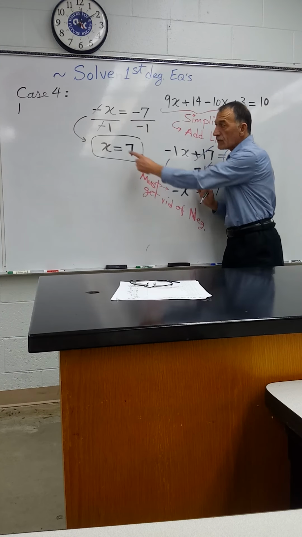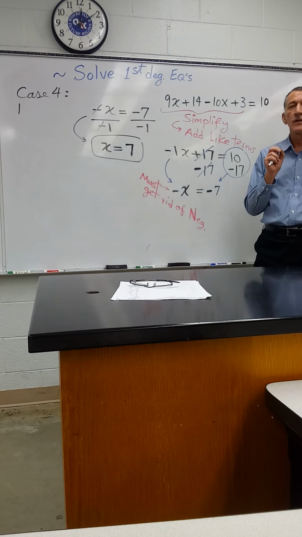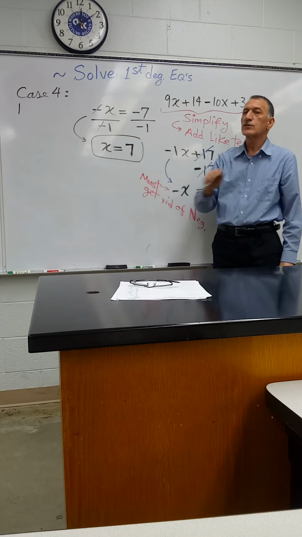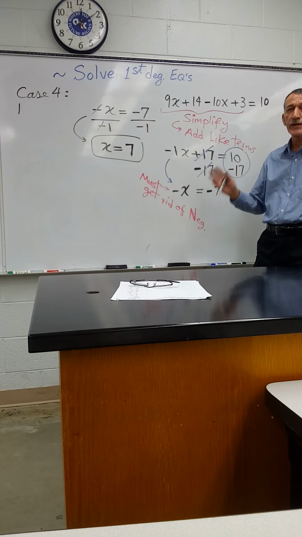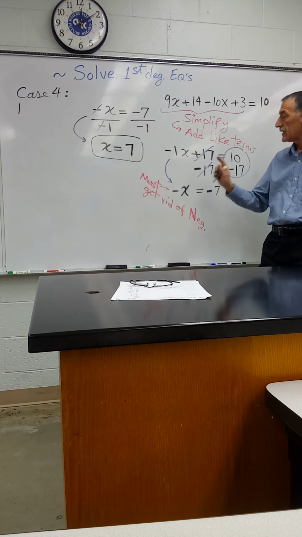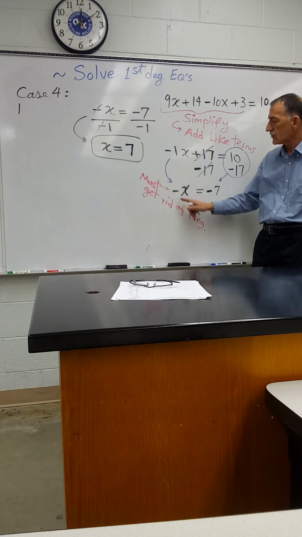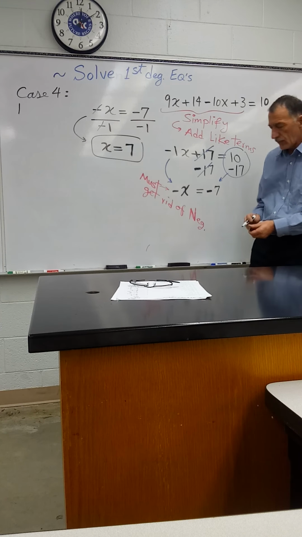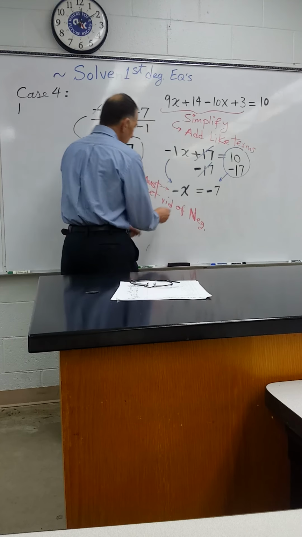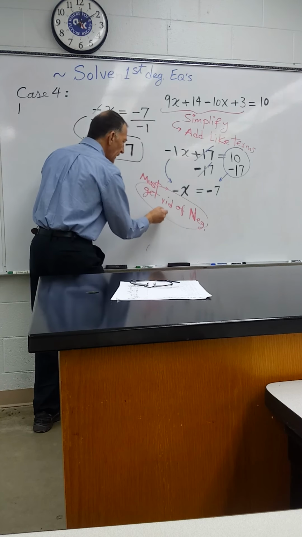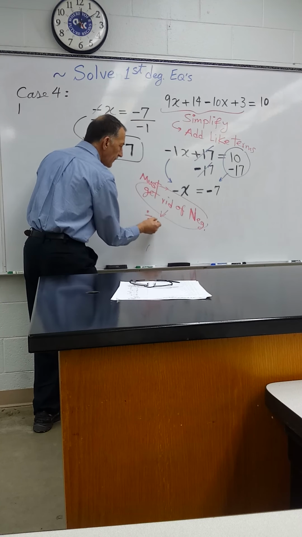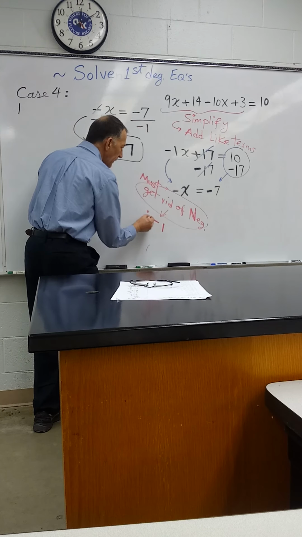You always have to have a positive x for the final unknown, whether it's x or y or z or a or b or m or n or t or s or whatever. It has to be positive. Therefore, this negative is not acceptable. You have to get rid of the negative. And the way to get rid of it is to divide by negative 1 on both sides.